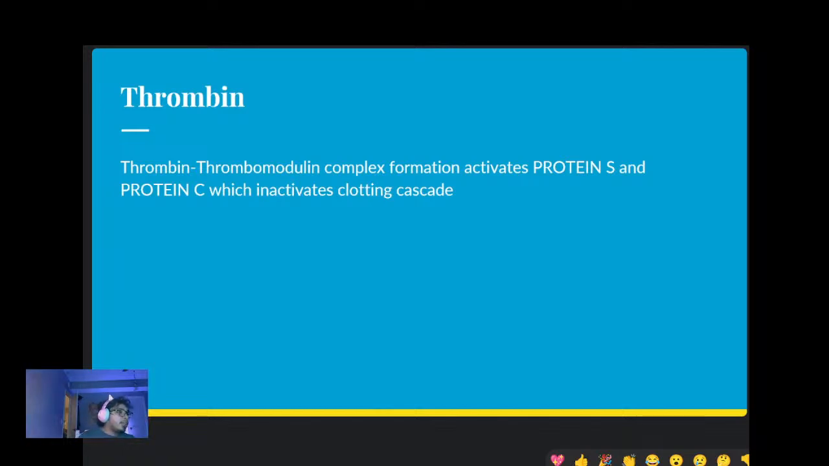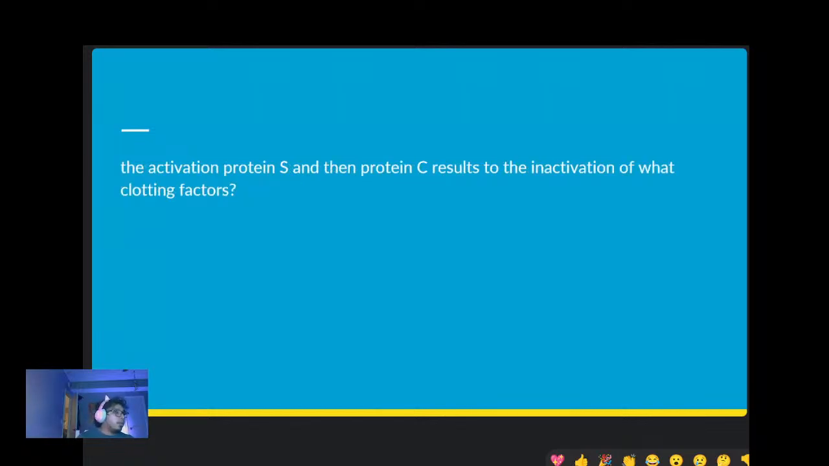The activation of protein S, then protein C, results in the inactivation of what clotting factors? Factor 5 and factor 8. What's the importance? Factor 5 needs to react with factor 10, right, to activate the prothrombin activator. Factor 8 is needed for the activation of factor 10 with the presence of calcium and platelet factor, right? That's all.